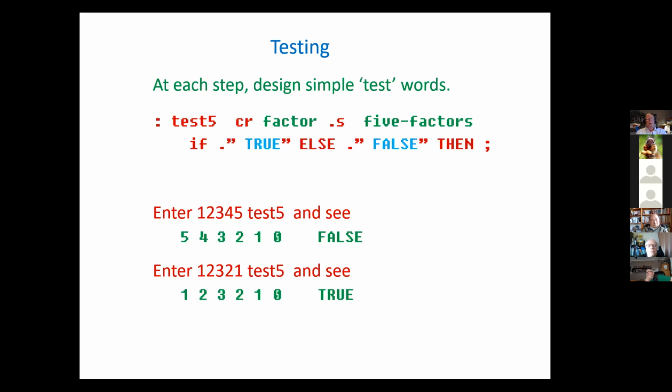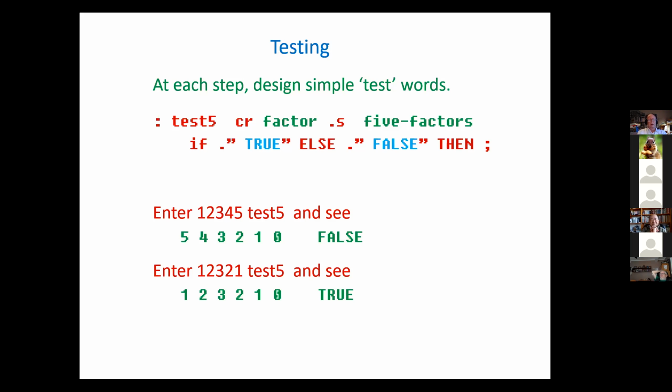So the next step after you're writing a program like this is you want to write some test words. You can test words individually on their own, or you can combine them together. So here, for a 5-digit test case, I've generated the word test 5. It does a CR return. It factors into 6 digits. The .s prints them for a quick check. And then the 5 factors examine them to see are they palindromic or not. And finally, we get a little report.